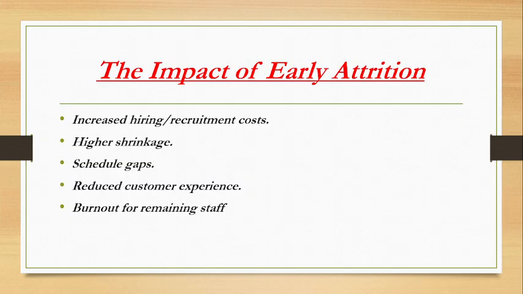Higher shrinkage. If 50 people were supposed to be in the shift, but there are only 30 people, then there is shrinkage, 20 people are not there, so it increases our shrinkage. And due to shrinkage we hit our SLA also. Schedule gaps. If we have fewer people, then there will be schedule gaps, right? Reduced customer experience. We were supposed to work with 50 people, but we are working with only 30 people.